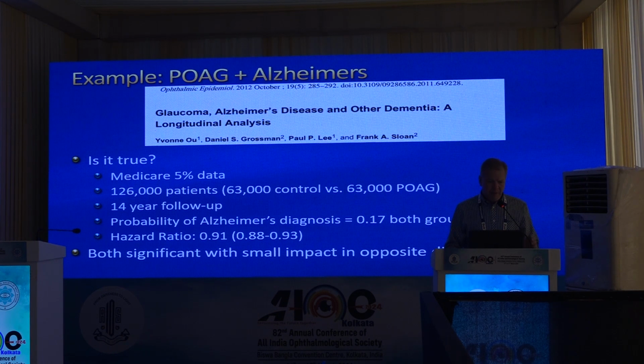Then here's a different paper. It looked at a Medicare database. This looked at 126,000 patients, and they used an even number of controls and glaucoma patients, with 14-year follow-up, and the probability of Alzheimer's diagnosis was 0.17, and the hazard ratio was less. So here we have a paper that shows that glaucoma is not associated with Alzheimer's, but both are significant, and they have a small impact in opposite directions. So it just kind of goes again with this issue of statistical significance versus clinical significance.